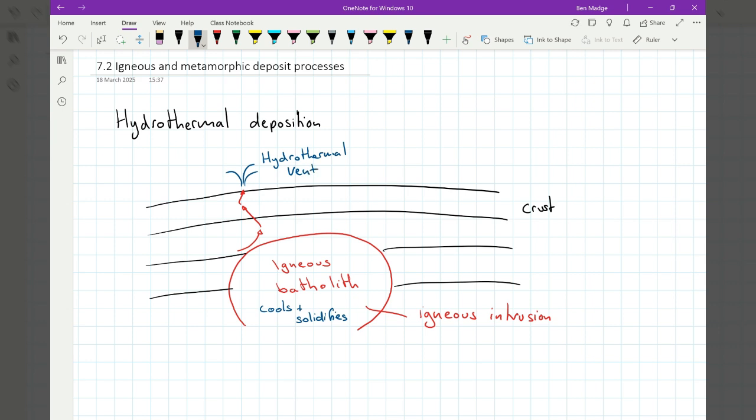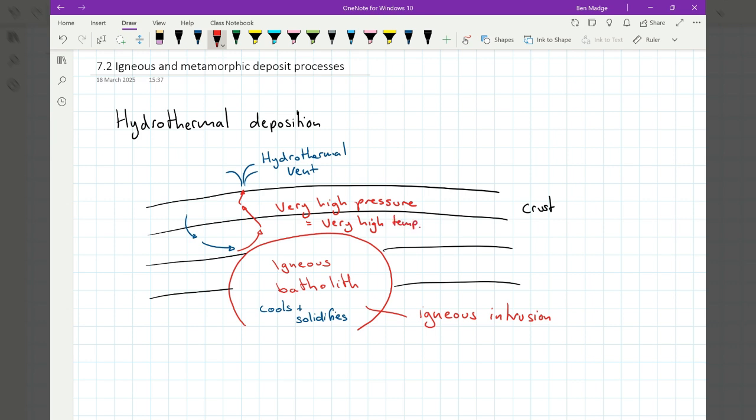And this hydrothermal vent is fed with cold water that percolates through the rocks to replace that which comes up from the igneous batholith as it's heated. So as it heats, it expands and then it works its way up. So this is under very high pressure because of the weight of the rock forcing down onto it, and this means it's a very high temperature.